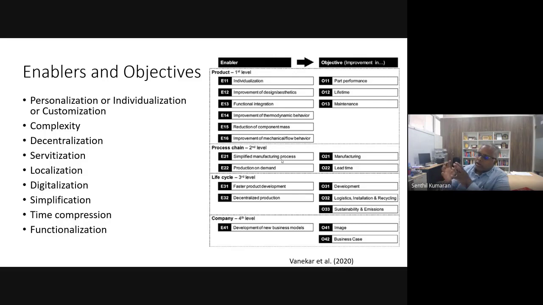So here, the intermediary steps are eliminated. It becomes a simplified manufacturing process. That's what we are talking about here. And on-demand, I already told. On-demand is what solidification is. Simplified manufacturing process is simplification. Improvement of mechanical flow behavior and thermodynamic behavior is functionalization. Right? Functional integration and all those things. And then complexity is the improvement of design and aesthetics. Faster product development is the time compression. So what is time compression?